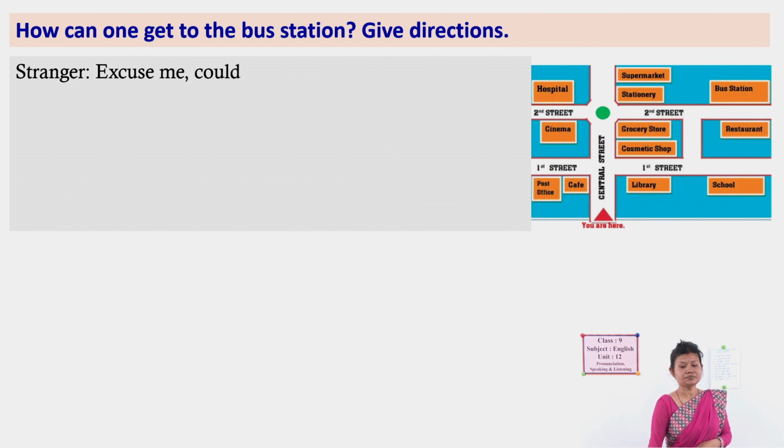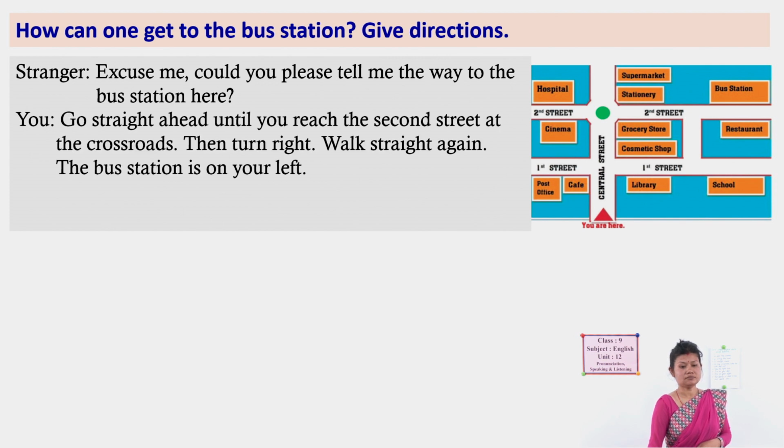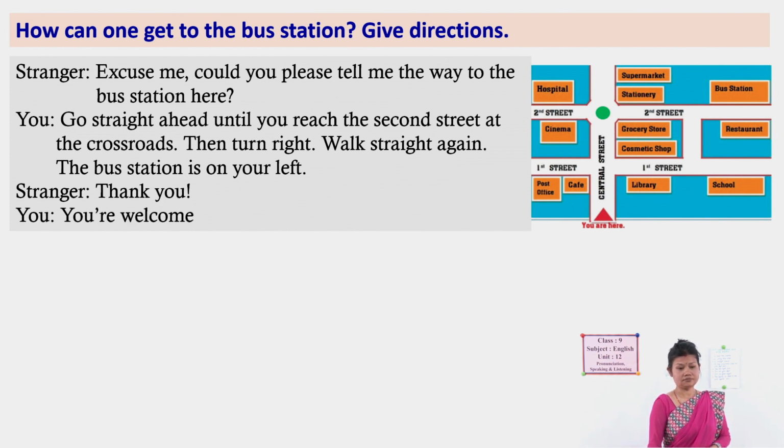Excuse me, could you please tell me the way to the bus station here? Go straight ahead until you reach the second street at the crossroads. Then turn right. Walk straight again. The bus station is on your left. Very good. Thank you. You are welcome.